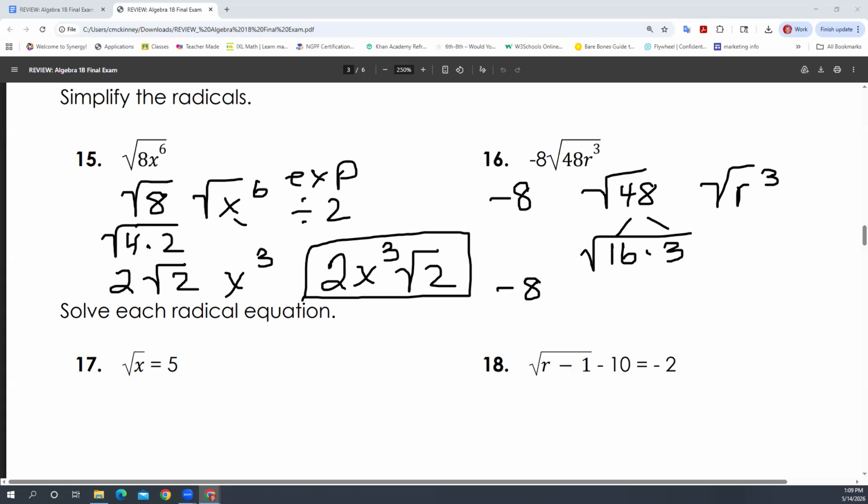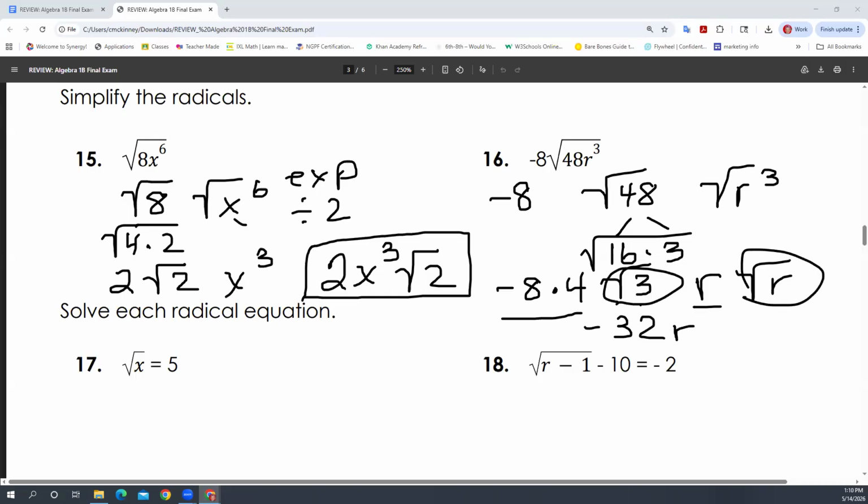So I have that negative 8. I'm sending a 4 out. There's a 3 trapped, right? He's not a perfect square. And then for my r's, 3 divided by 2 is 1 time, but there's 1 r left under. Now, everything that's outside needs to go together. So these are going to go together, negative 32r. And then these get written under the same radical, 3r. Okay, next up we have some radical equations.